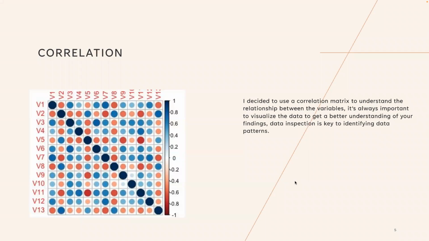So I've decided to use a correlation matrix to visualize the data. To get a better understanding of my findings, data inspection is key to identifying data patterns. The correlation matrix indicates a moderate correlation between the data, both negative and positive, ranging from -0.5 to +0.5. The better our correlation, the more reliable our data, so let's move on to reliability.